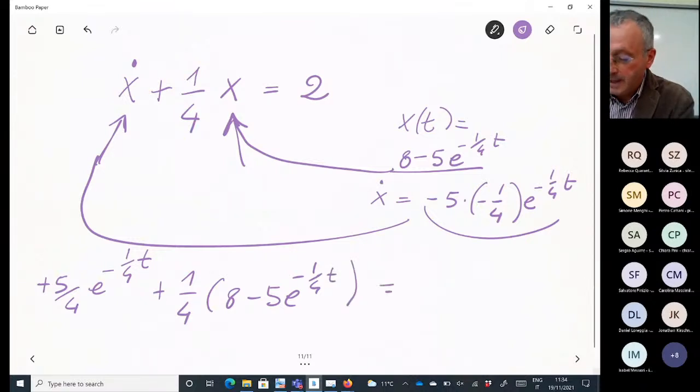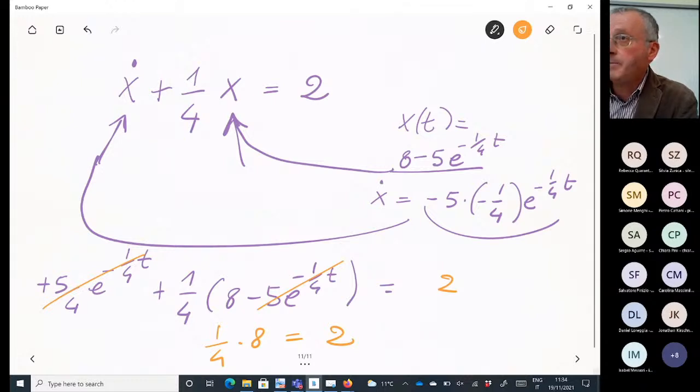Let me check this. Okay, here we have plus 5 over 4 exponential minus 1 over 4t. Look at this, it's minus 5 over 4 exponential minus 1 over 4t. So this and this are one the negative of the other. What is left is 1 over 4 times 8, which must be equal to 2. In fact, it is equal to 2, identically. Identically means for any t. What we found doesn't depend on t. At any point in time t, our function satisfies this property. If you take the derivative of the function and you add 1/4 of the level of the function, you get exactly 2 at any point in time. So this is the way we check the validity of our solution.